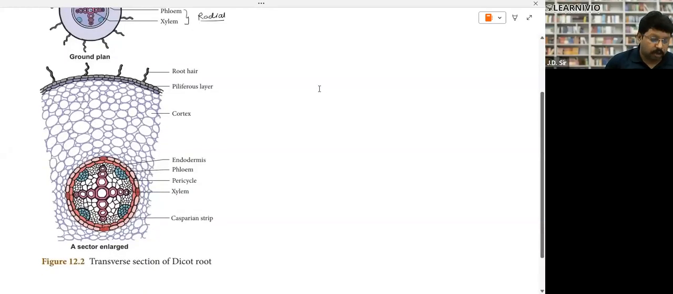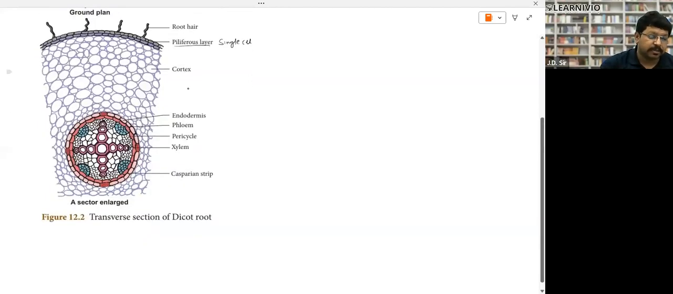Anatomically, here you can see the root. The piliferous layer is basically a single layer, made up of single cells. Then the cortex is a very thick cortex. After the cortex, there is the endodermis. Inside the endodermis, there is the pericycle. Inside the pericycle, there are xylem and phloem, which are found at different radii. Between xylem and phloem, there are certain tissues called parenchymatous. Clear? Yes, sir.